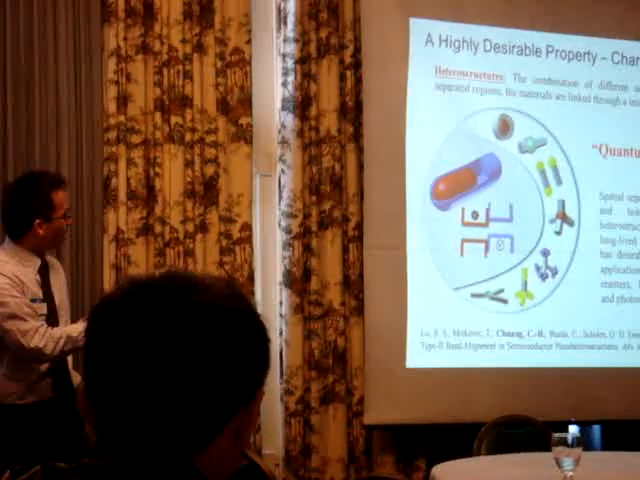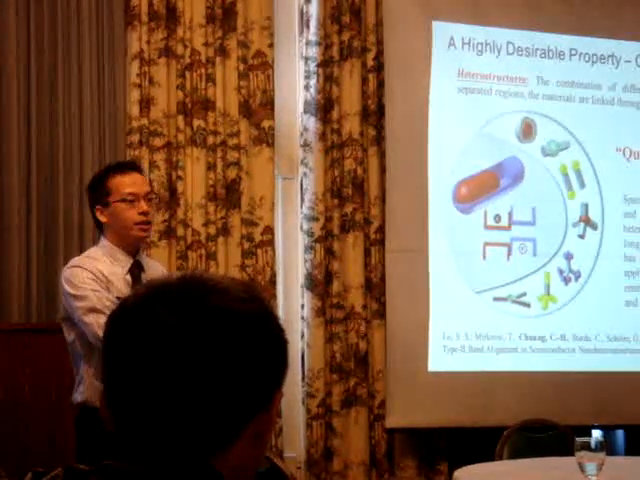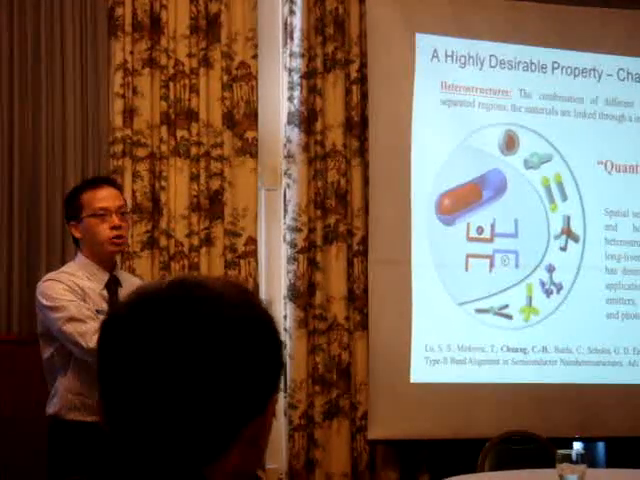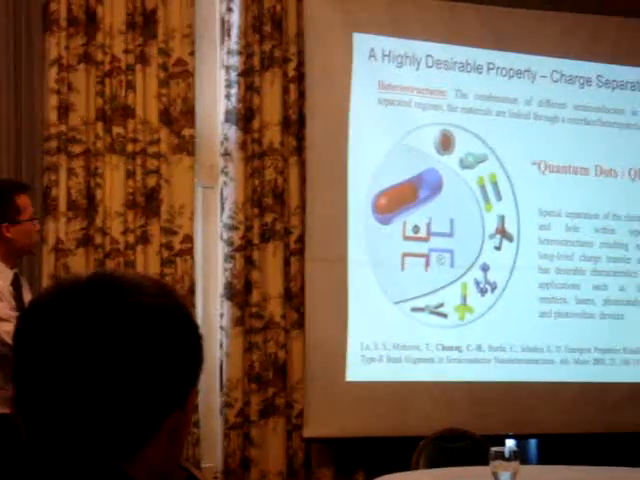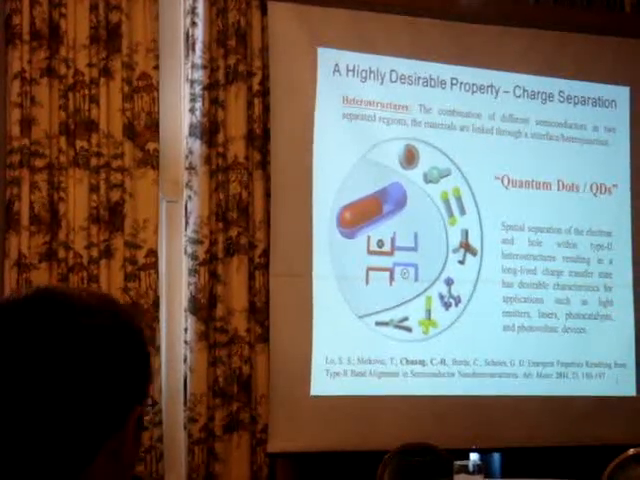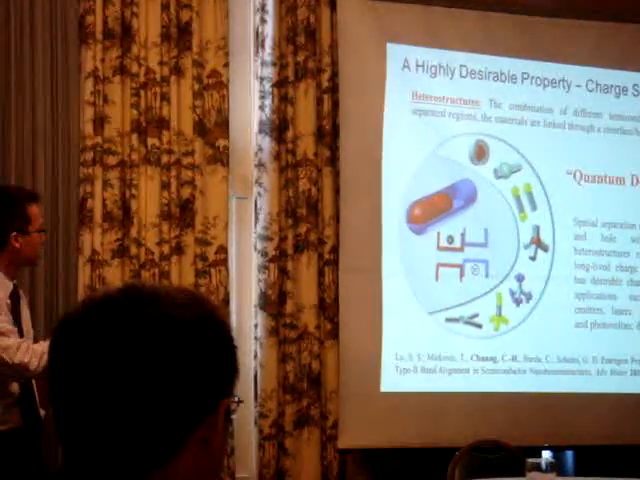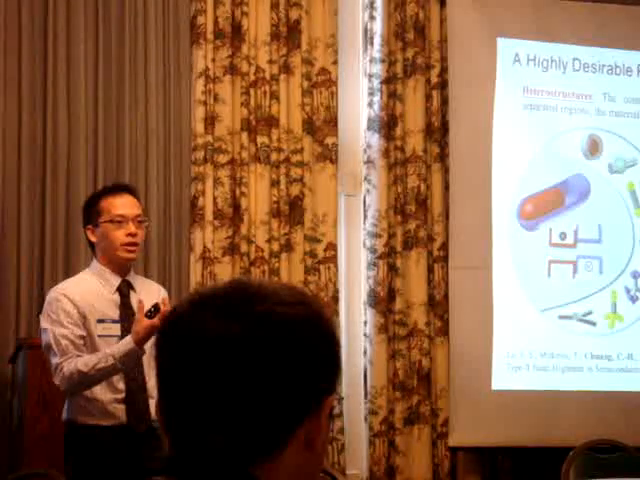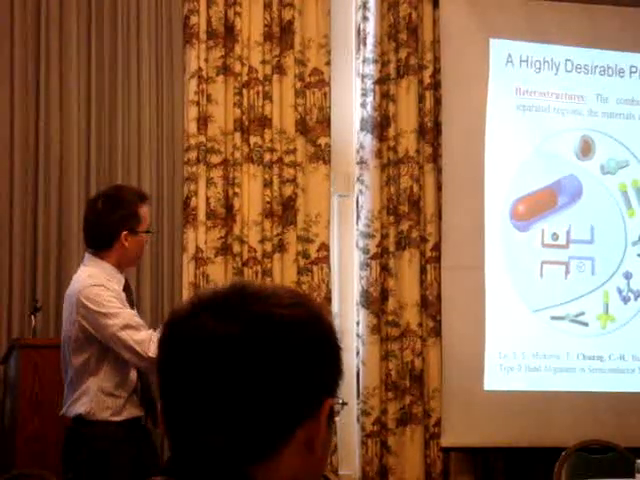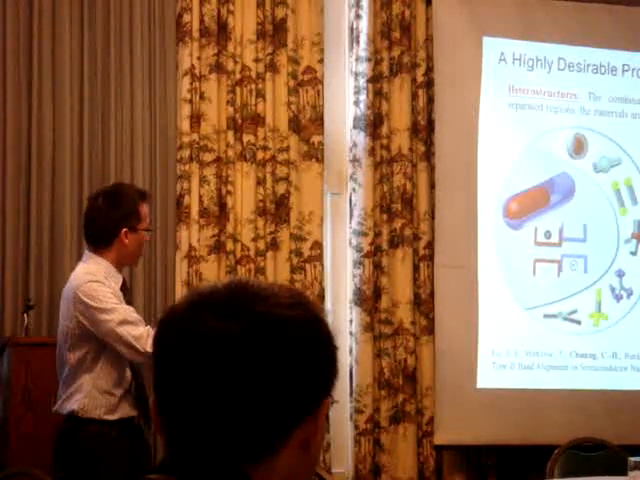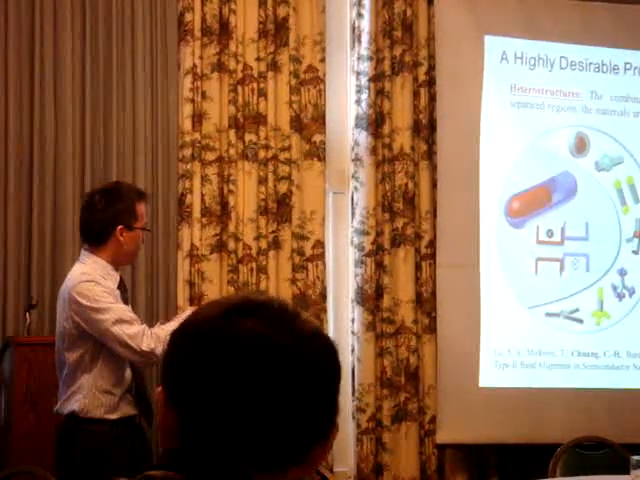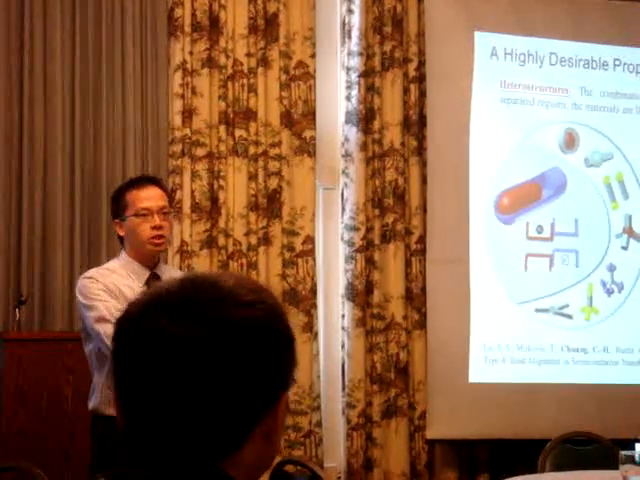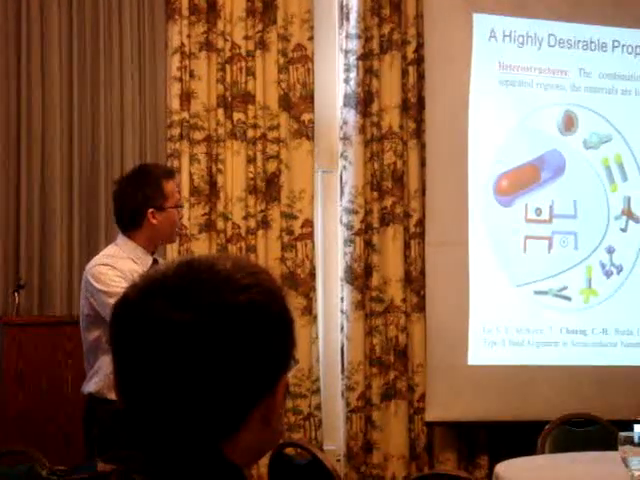Why do I want to study type 2 material? It is because there is a highly desirable property, which is charge separation. Upon photoexcitation, we create electron and hole pairs inside heterostructures. In these two materials, the electron and hole are separated into two domains, here and here: the electron in one material and the hole sitting inside the other one. In such a configuration, the charge separation state has a long-lived lifetime.